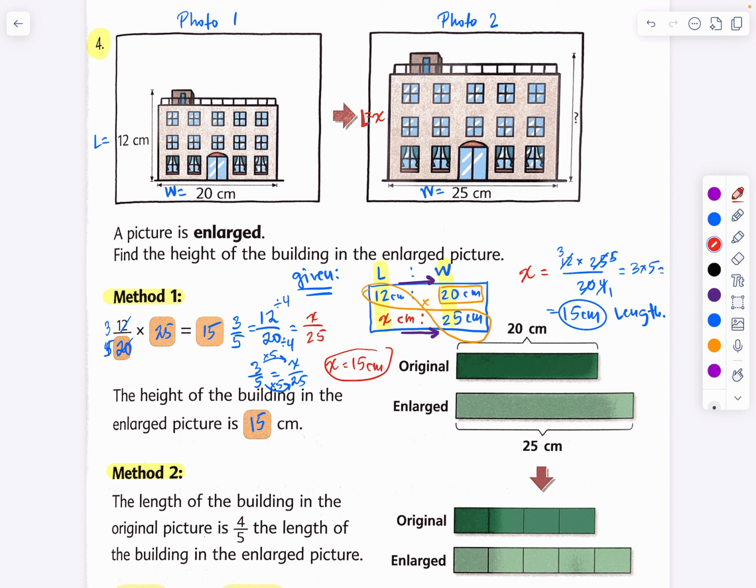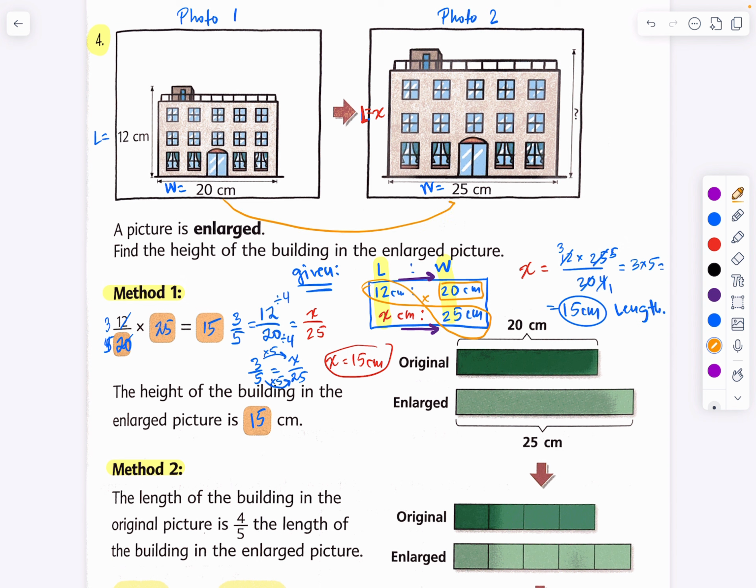Another point of view is that we have a scale factor from 20 to 25. That means we increased it 5 over 4 times, or 1.25 times. What we do to one distance, we do to another, and we can find our new height this way.